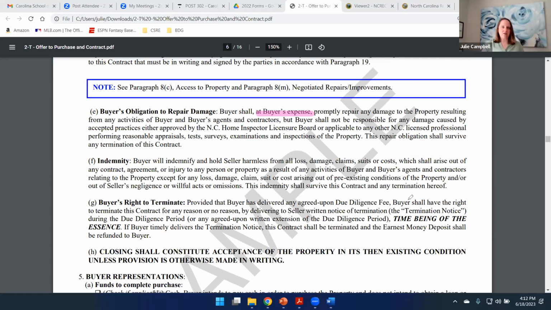Once the buyer hires the home inspector, the appraiser, all those people that are there for the buyer, helping the buyer conduct their inspections and investigations as part of their due diligence, the buyer's responsible for any damage they may cause to the property.